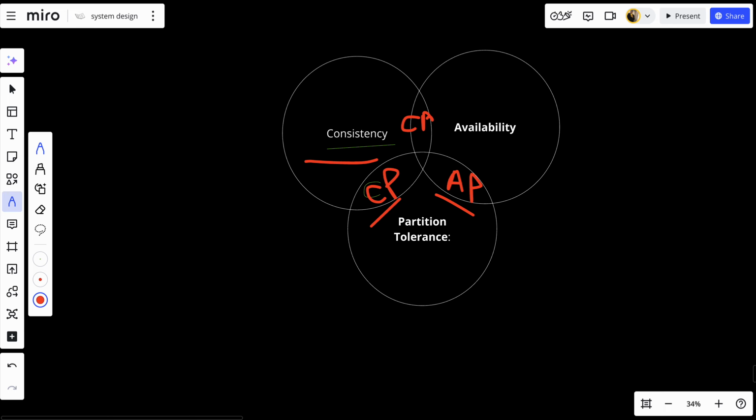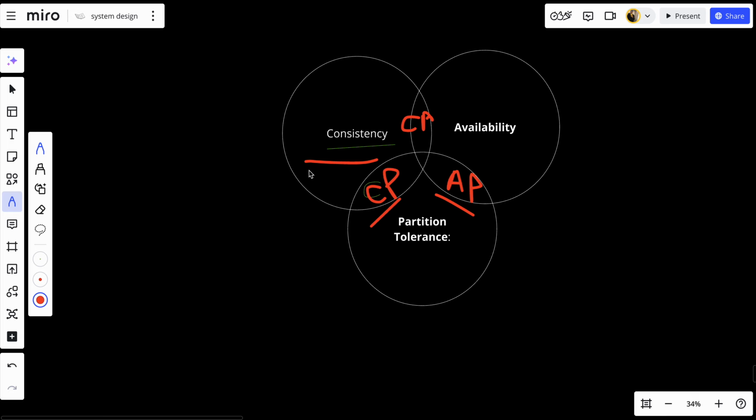So let's look at an example to make this more tangible. Imagine you are building a distributed online shopping platform during a major sale. Network connectivity between different data centers becomes unreliable. According to the CAP theorem, you can't have all these three properties simultaneously.